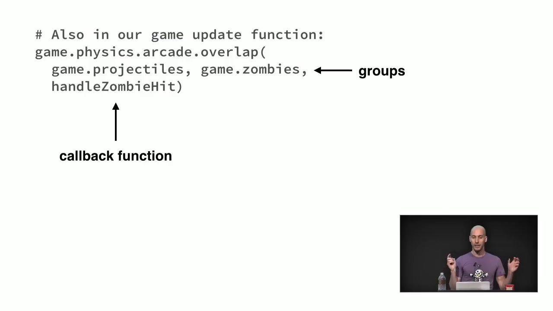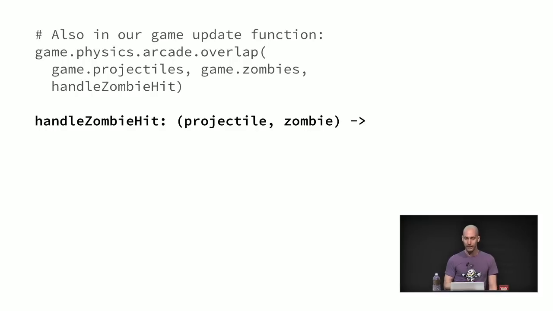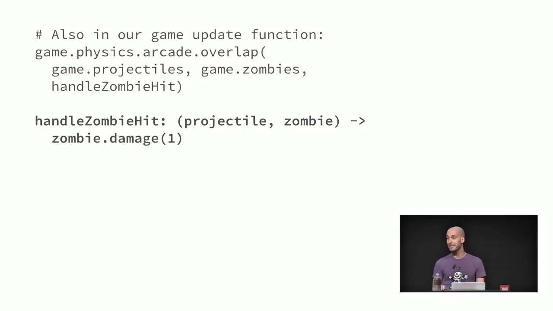You just say, I want to know when this physics group overlaps this physics group, where any of the entities in this one overlap this one. And when they do, give me this callback. And the callback gets the arguments in the same order that you put them into the overlap call above. So what do we want to do? If a zombie gets hit, we want to damage him. Remember the zombie started with 5 health when we made this?